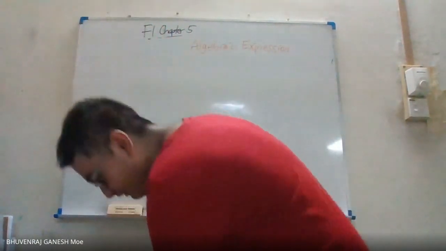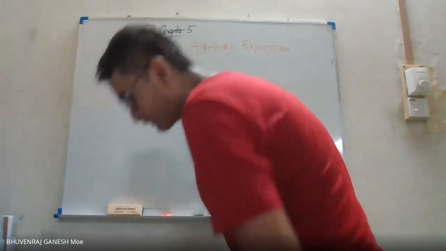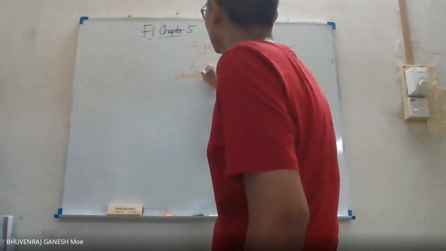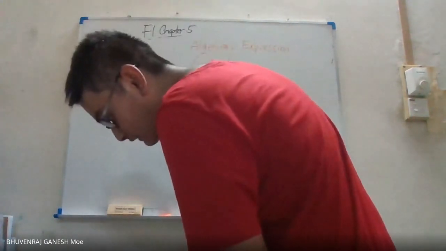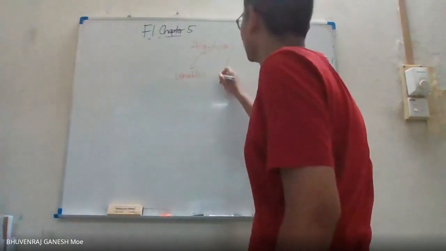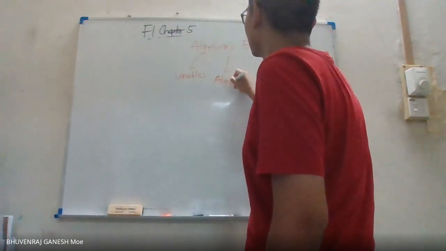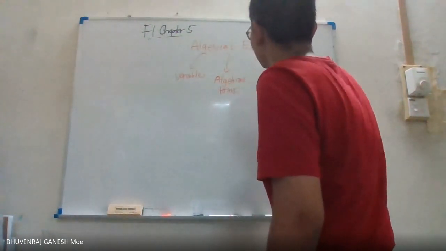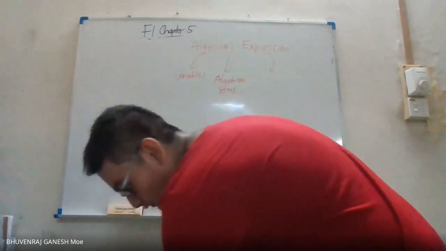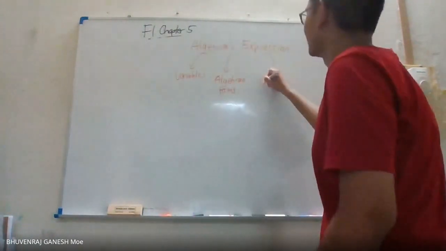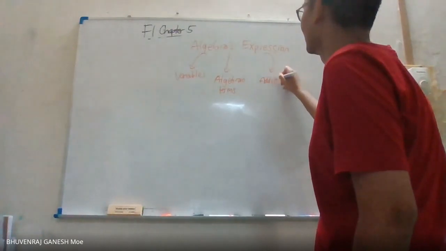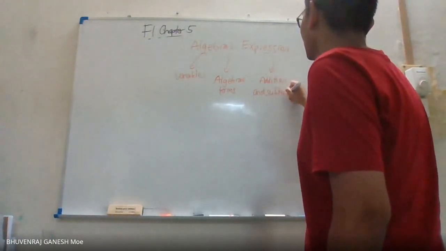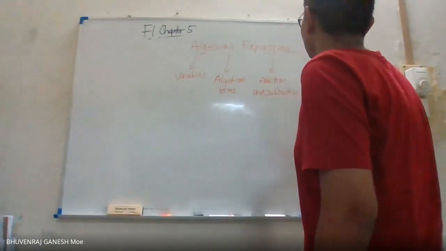So in algebraic expression there are variables, and the other part is algebraic terms. That is what we went through today, all these things. Addition and subtraction, this is the part where we combine the operations and solve indices, and then multiplication and division.